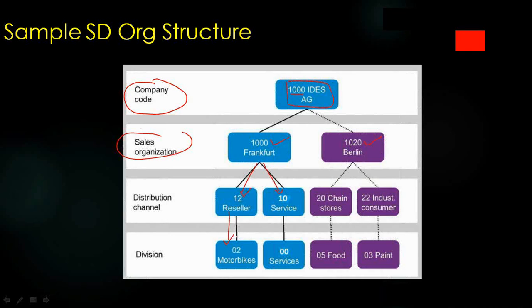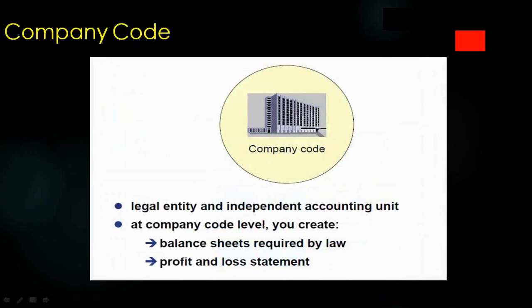Now we'll discuss in detail, but in this training we'll be using 1000 as a company code, 1000 as the sales organization, 10 as a distribution channel, and 00 as a division. But later, in the customizing video, I will show you how you can customize your own sales organization, distribution channel, division, plant, and everything from scratch. So let us discuss theoretically what these terms mean. First we'll start with the company code.